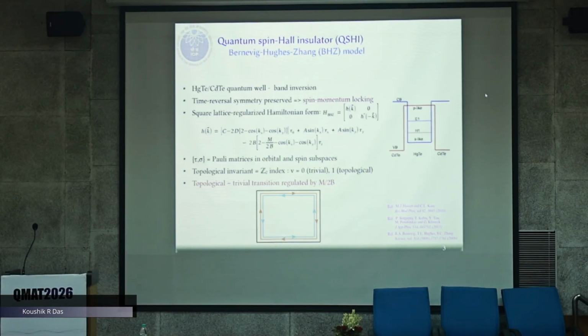So, it was first discovered in the HgTe/CdTe quantum well, which exhibits the band inversion phenomenon, which gives rise to such kind of topological insulator behavior. And due to the preservation of time reversal symmetry, spin momentum locking is observed, which means one spin goes in one direction, the opposite spin goes in the other direction along the edge, as shown from this bottom schematic. The topological invariant in this case is given by the Z2 index, which is 0 for trivial and 1 for topological regime, and the transition is regulated by the ratio m/2b.